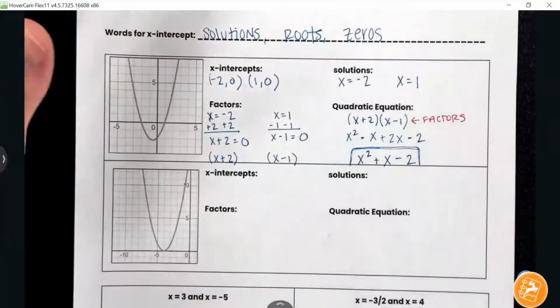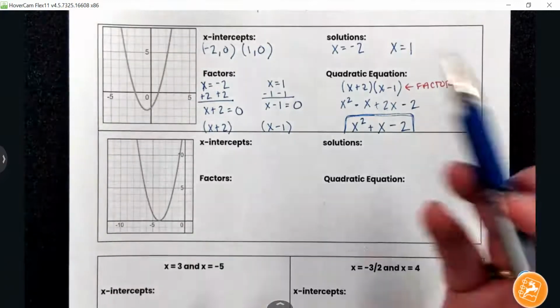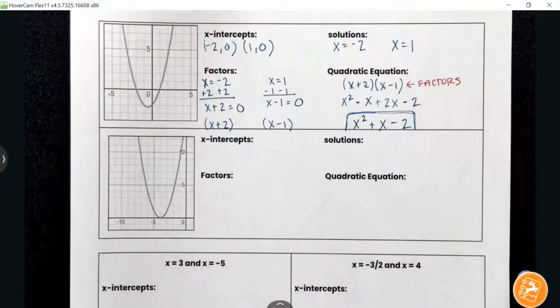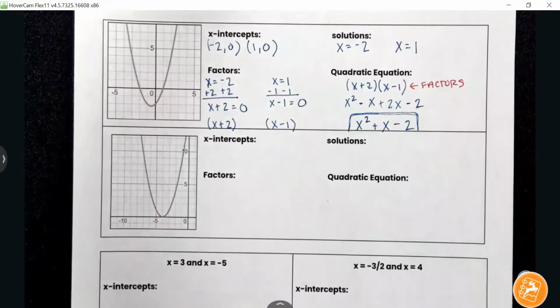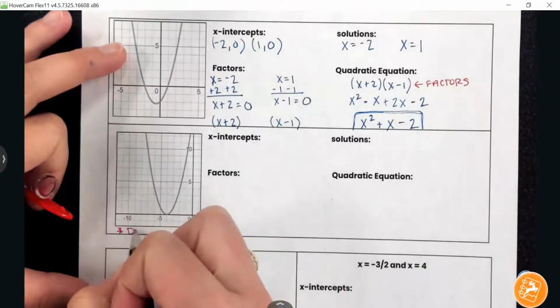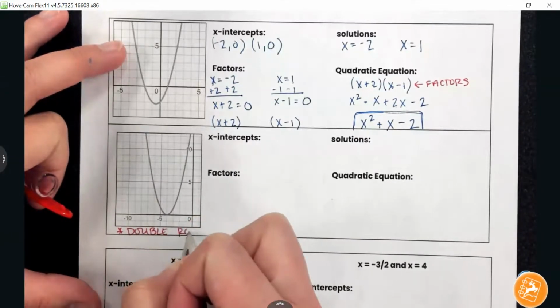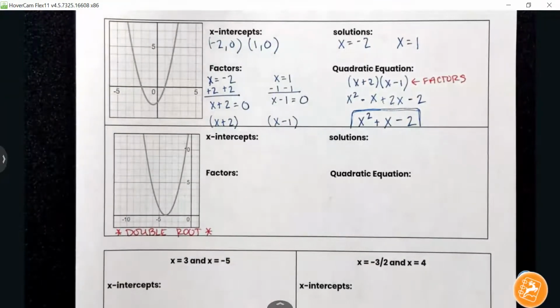All right? So let's go try another one. What do you notice is different about this graph? There's only one x-intercept. In reality, there has to be 2. Why does there have to be 2 x-intercepts? Because it's a quadratic, which means I need 2 x-intercepts. This is what is called a double root. A double root. So there are 2 x-intercepts, but where are they both located? At the same point, okay?